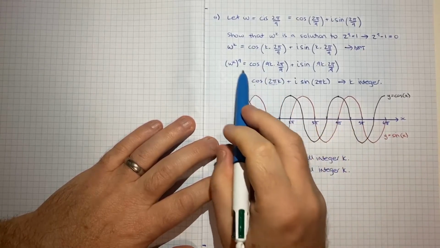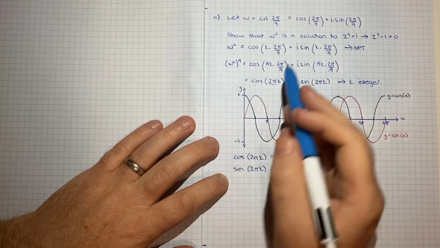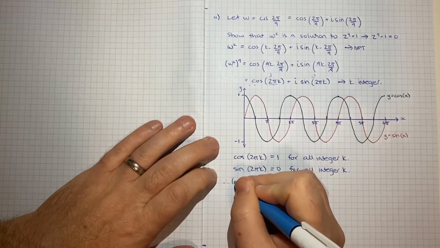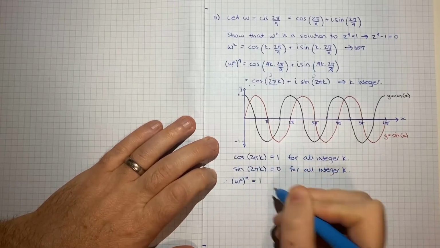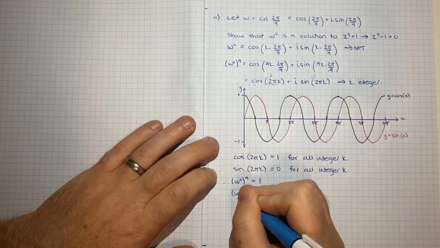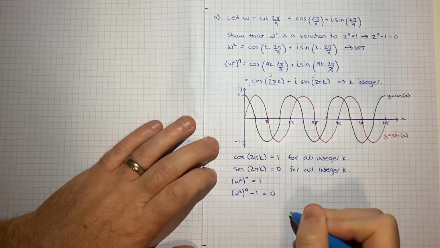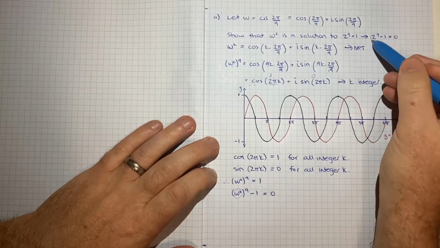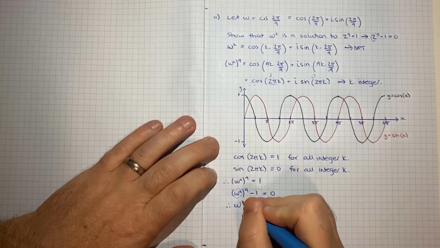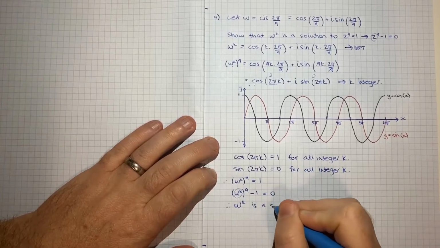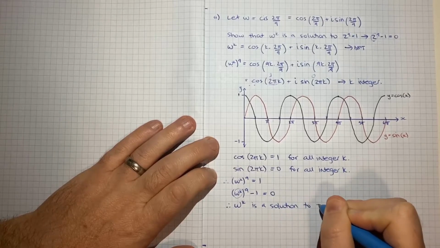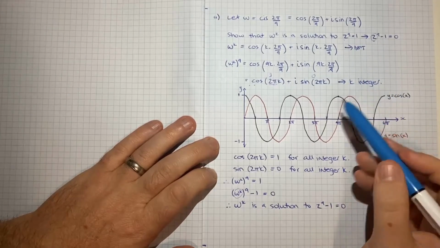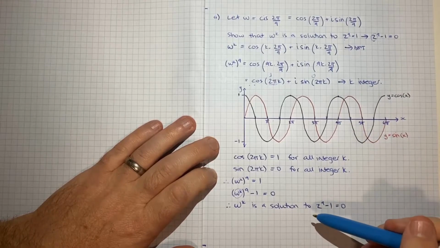So what we can do is come back up to our w to the power of k to the power of 9 and see that this will be 1 and this will be 0. So we can say therefore w to the power of k to the power of 9 is equal to 1, which means w to the power of k to the power of 9 minus 1 is equal to 0. And that is the format that we had here. Essentially we're inserting w^k in for z, which means that w^k is a solution to z to the 9 minus 1 equals 0, which means it's a solution to z to the 9 equals 1. So that's part A done. That's what that question was asking us to demonstrate.